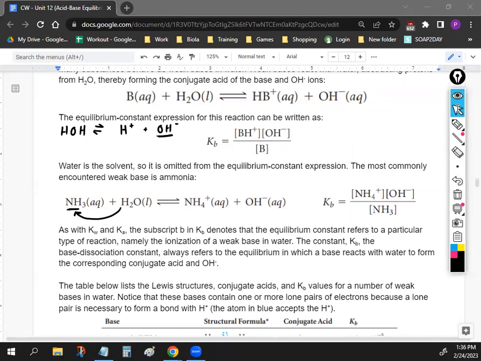Are you the first person to ever write water as HOH? No, we do this all the time because it's easier to see the H and the OH. But yeah, I'll take credit for that. I invented chemistry.